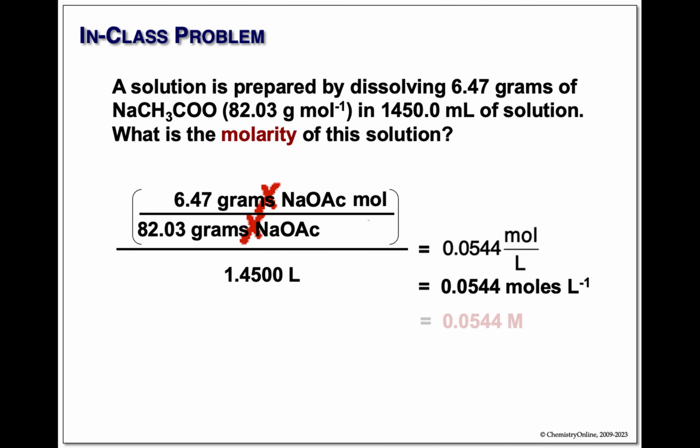0.0544 moles per liter. Sometimes you'll see this written out as moles in liter minus 1 because it's in the denominator. Probably best to use uppercase M to show that this represents molarity. Any questions? All right.